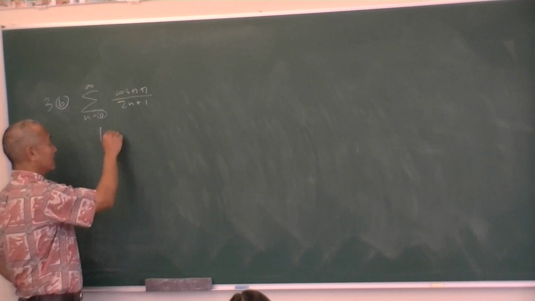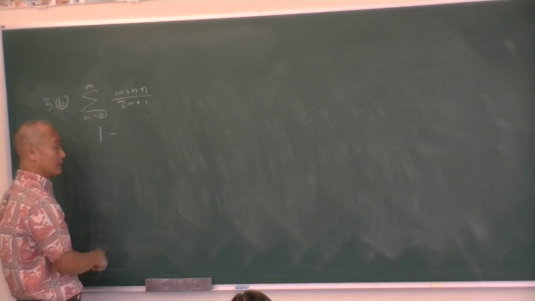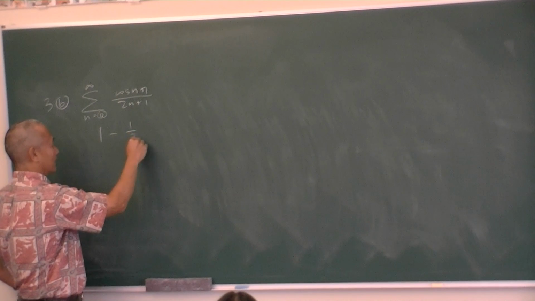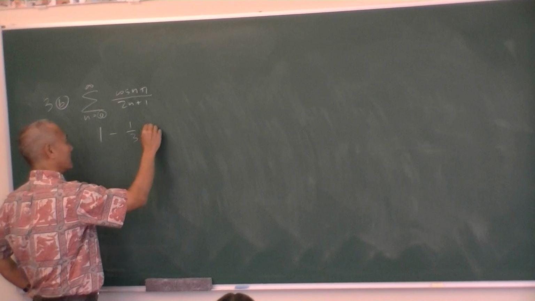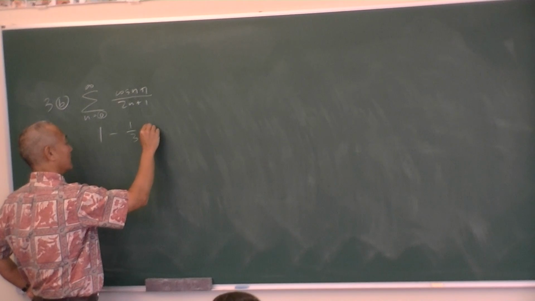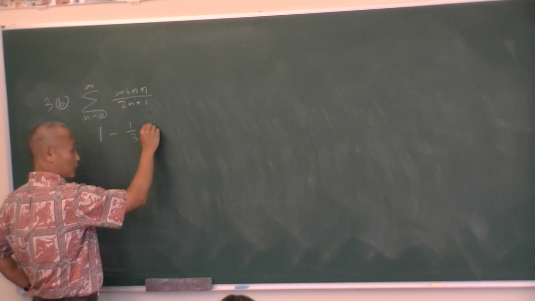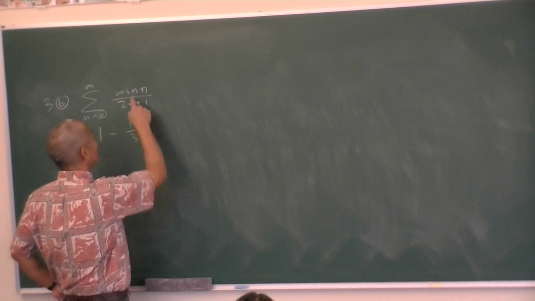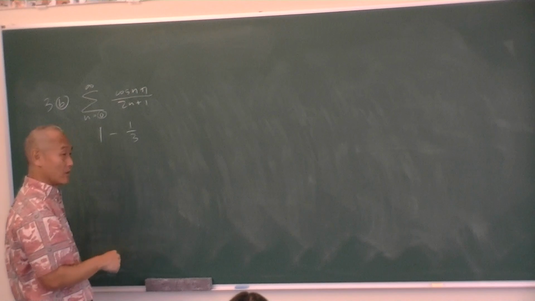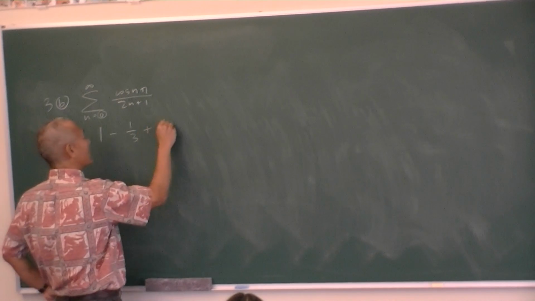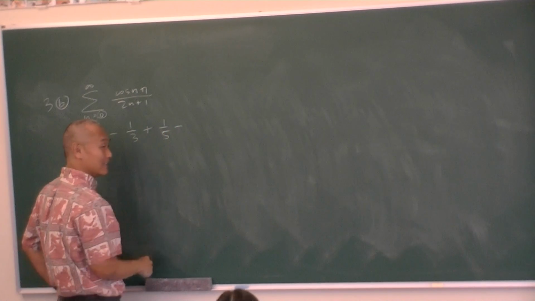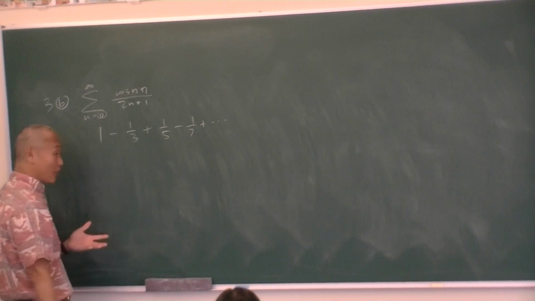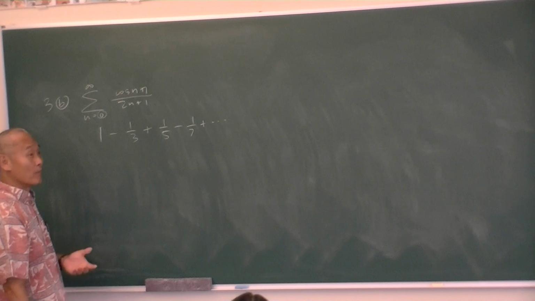Negative 1 over 3. Now 2. You have to spell it out, plug in 2. Negative 1. No, cosine of 2 pi is 1. Positive 1. Plus 1 over 5. Anyway, there's like a pattern. 1 over 7. Okay. So you write out the first 4 terms, and hey, you want power series.